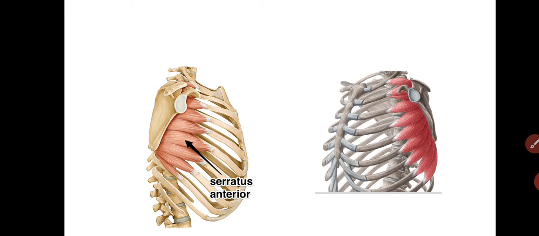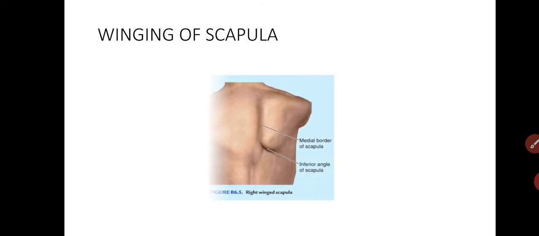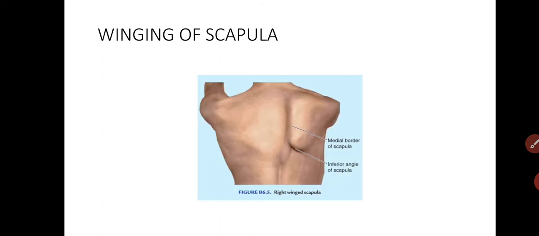It helps in overhead abduction of the shoulder joint. It steadies the scapula during the various movements of the upper limb, and since it is also attached to the rib, it helps in forceful inspiration. If there is paralysis of the serratus anterior muscle or injury to the nerve to serratus anterior, then it will lead to winging of the scapula. In this figure we can see there is undue prominence of the medial border and inferior angle of the scapula. This is winging of the scapula.